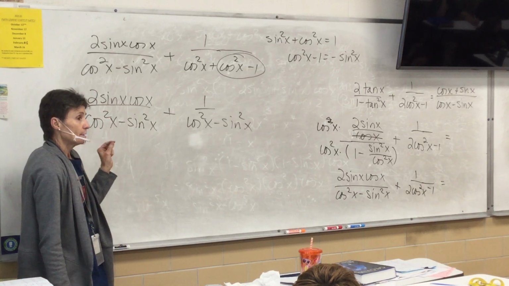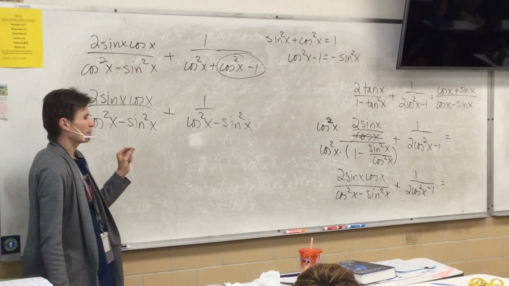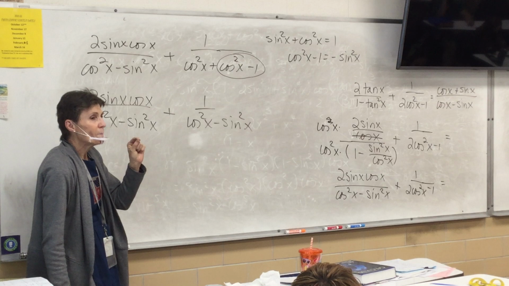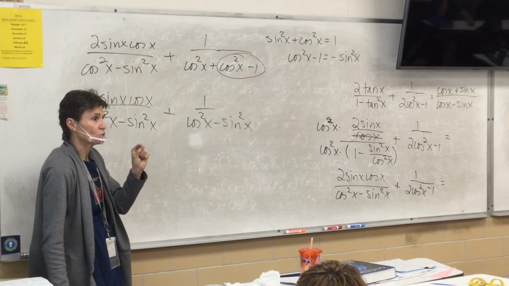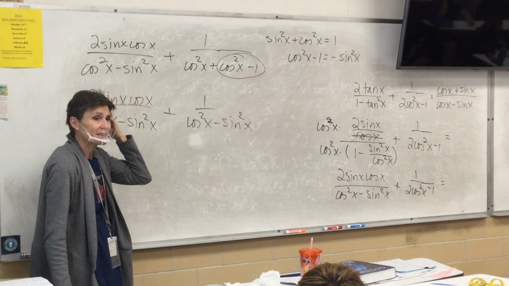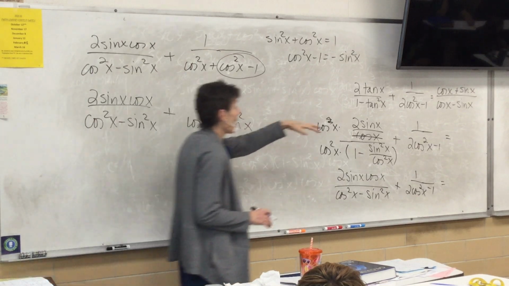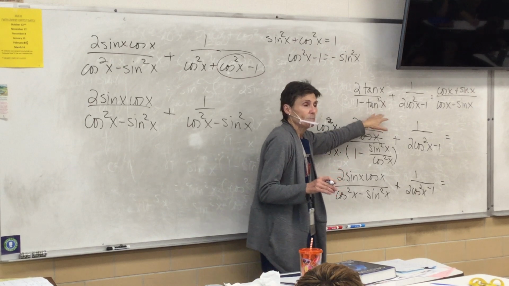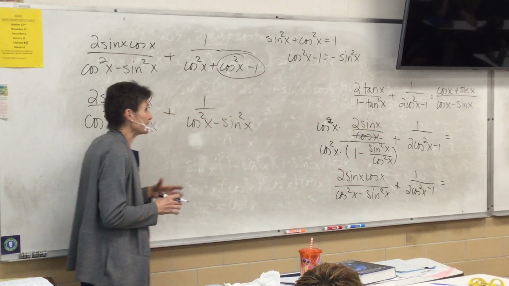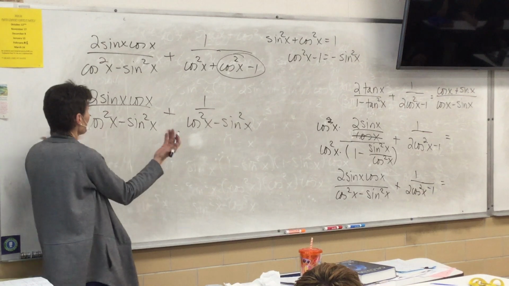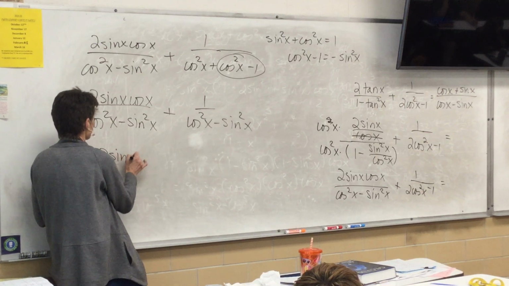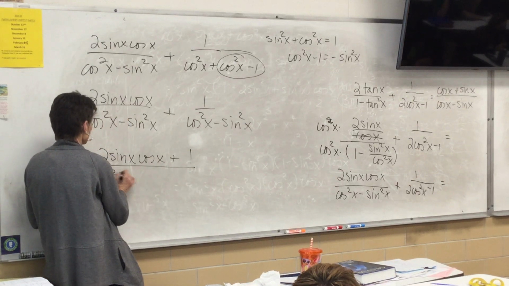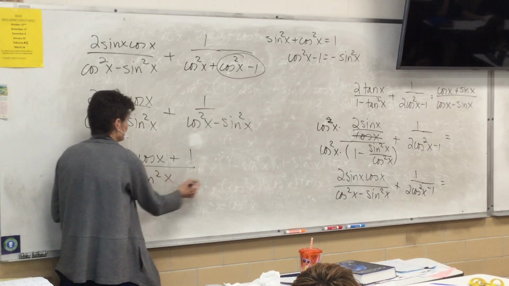Now, that's one of those things that a brand new identity verifier might not pick up on, but remember, when you have squared functions, you should always be thinking about those identities. I was thinking about it here, but it didn't work. They don't always work. But think about taking advantage of those. So now I have my common denominator, so I have 2 sine cosine plus 1 over cosine squared minus sine squared.